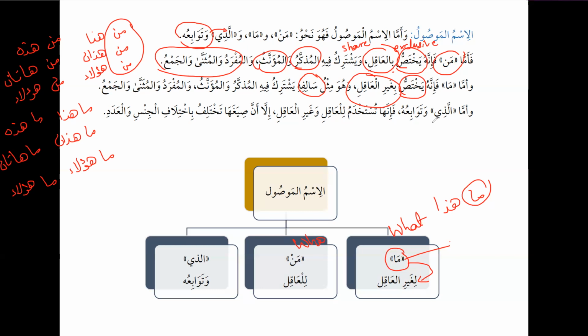So just like in English, all of these awsaf, the different traits and qualities that we discussed here, are the same for when you're asking a question and when you are using it as a relative noun. It depends when you're doing the i'rab. If it is being used as a question, you're going to say ma istifhamiyya instead of ma mawsula. That is when you're doing the i'rab. Inshallah we're going to learn that later on.